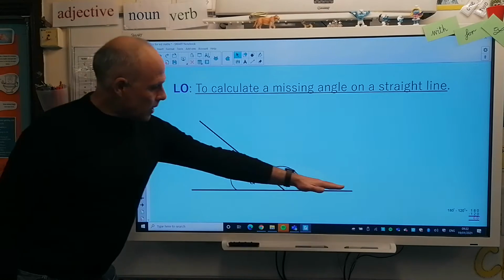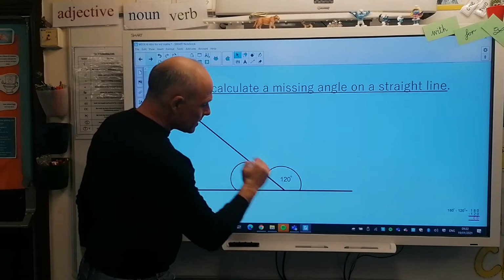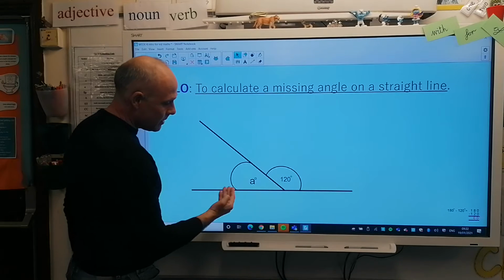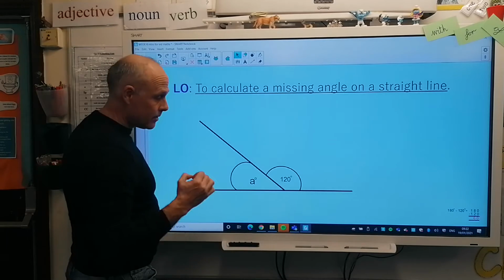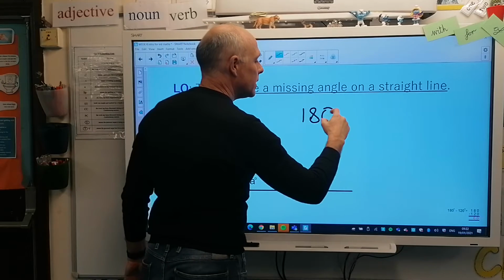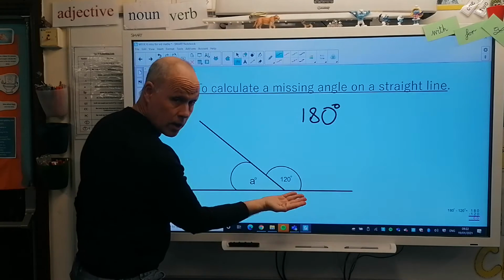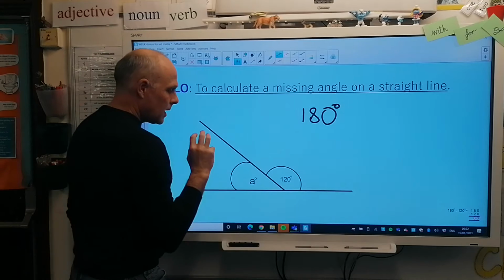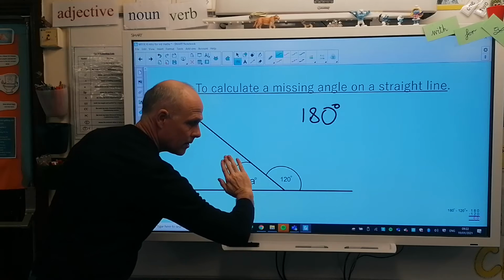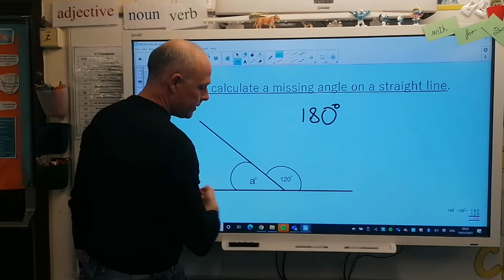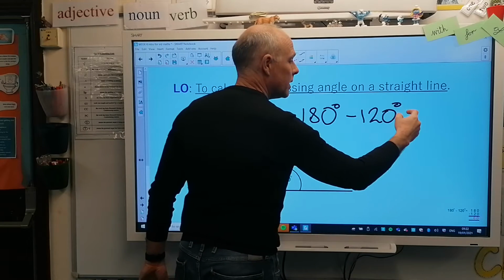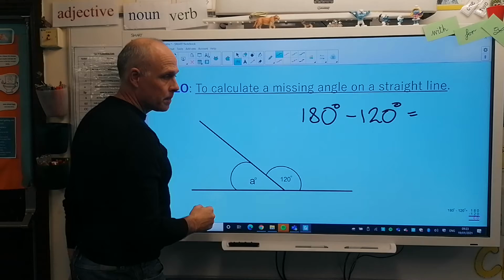Here we've got our straight line angle, and that's been split up into a 120 degree angle or turn and a missing angle of A degrees. So we know we've got 180 degrees in total, the whole half turn. I want to take that away in the hope that it will leave me with the rest of our half turn. So 180 degrees, subtract 120 degrees, should leave me with that.